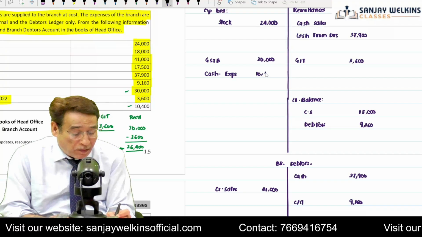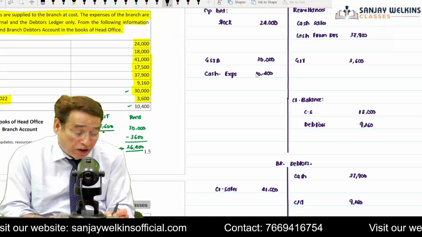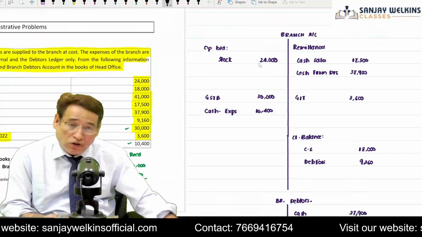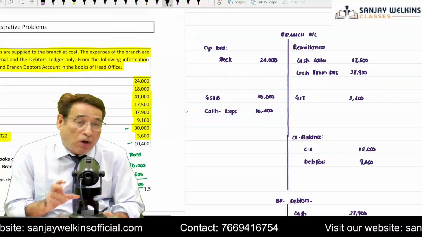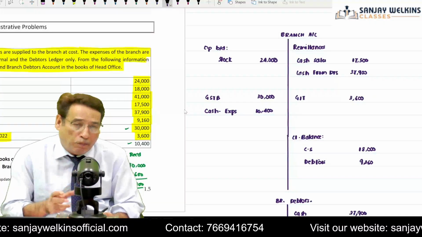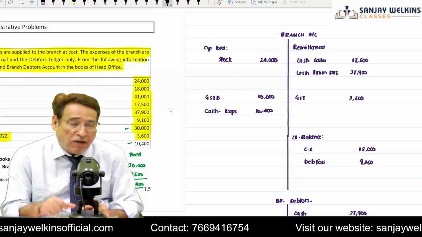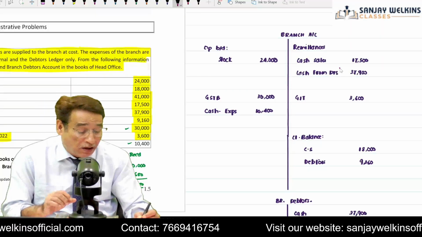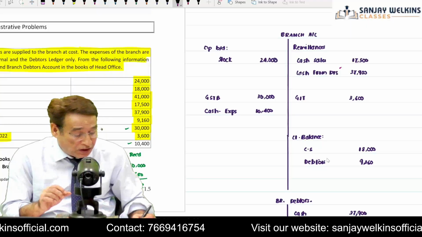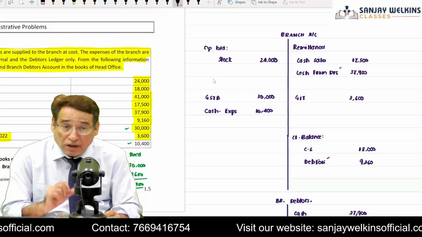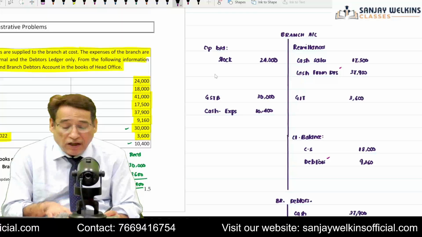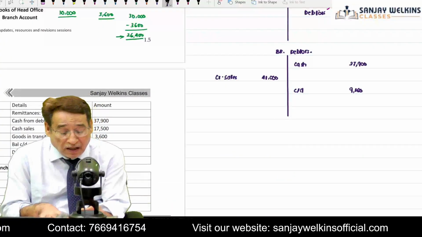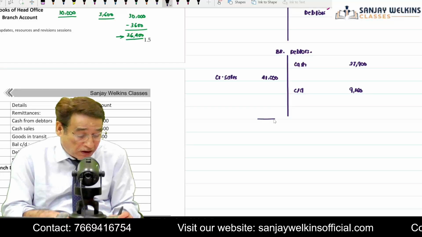It is of paramount importance that before you close the branch account, you need to take care that all the three items related to branch are there in the branch account. For example, in this case, I may say cash receipt from debtors is there, closing debtors is there, but opening debtors are not there. So I will have to find out the balancing figure of opening debtors, and I can derive it by preparing the debtors account.